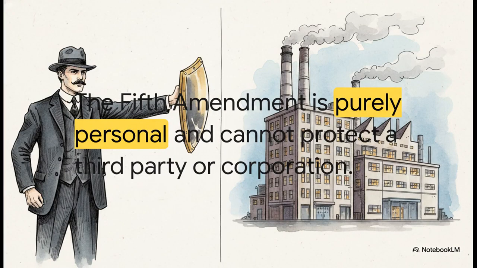So then Hale tried another angle. He tried to argue that, hey, even if he had immunity, the corporation didn't, so he should be able to withhold the documents to protect the company. Well, the court wasn't having that either.